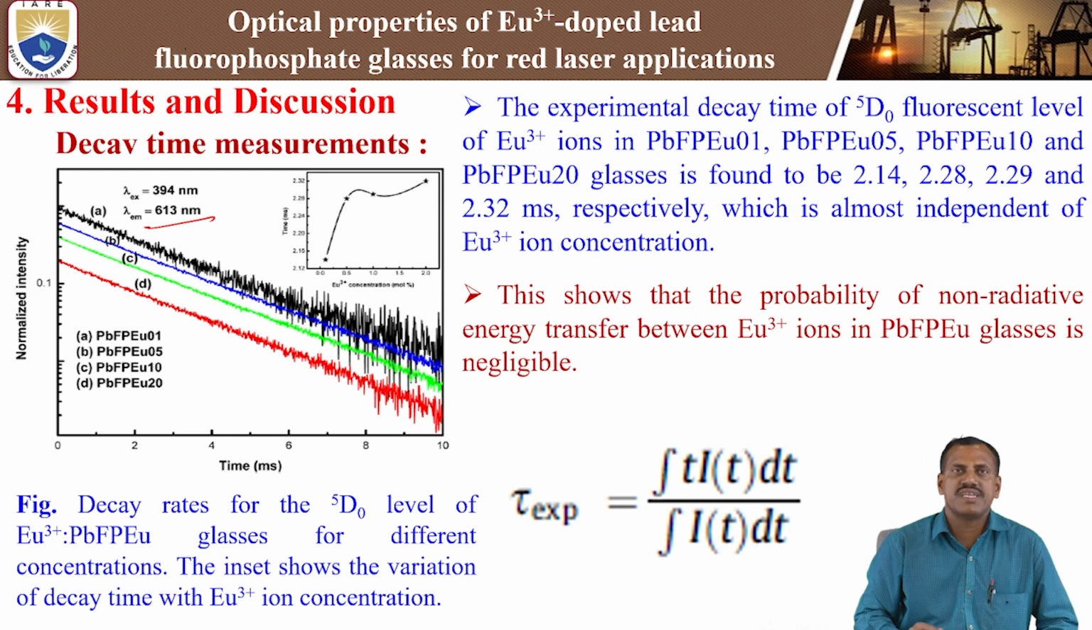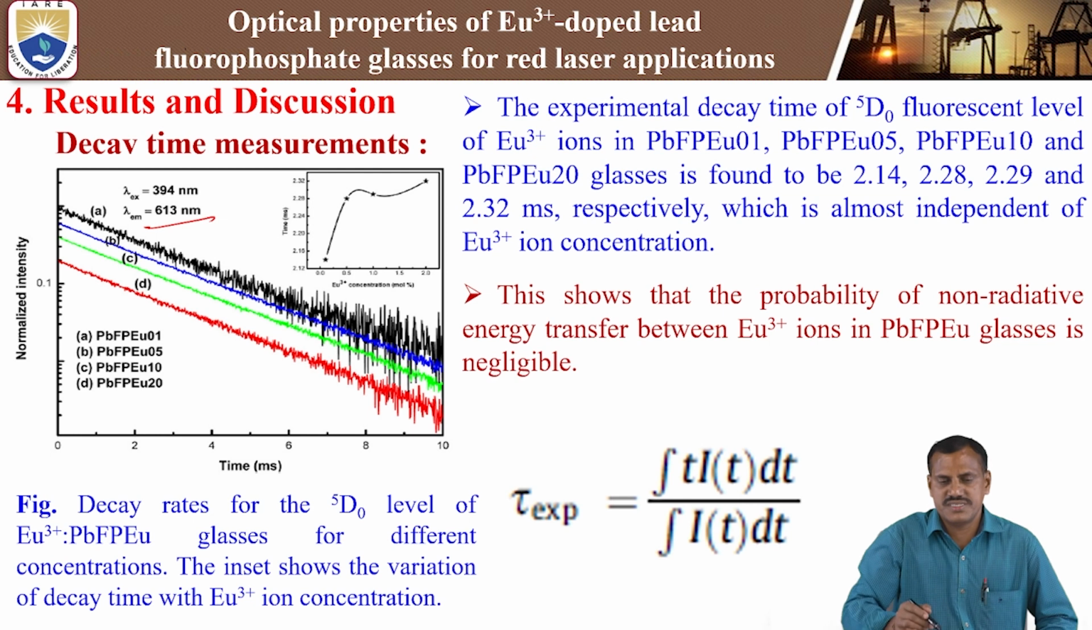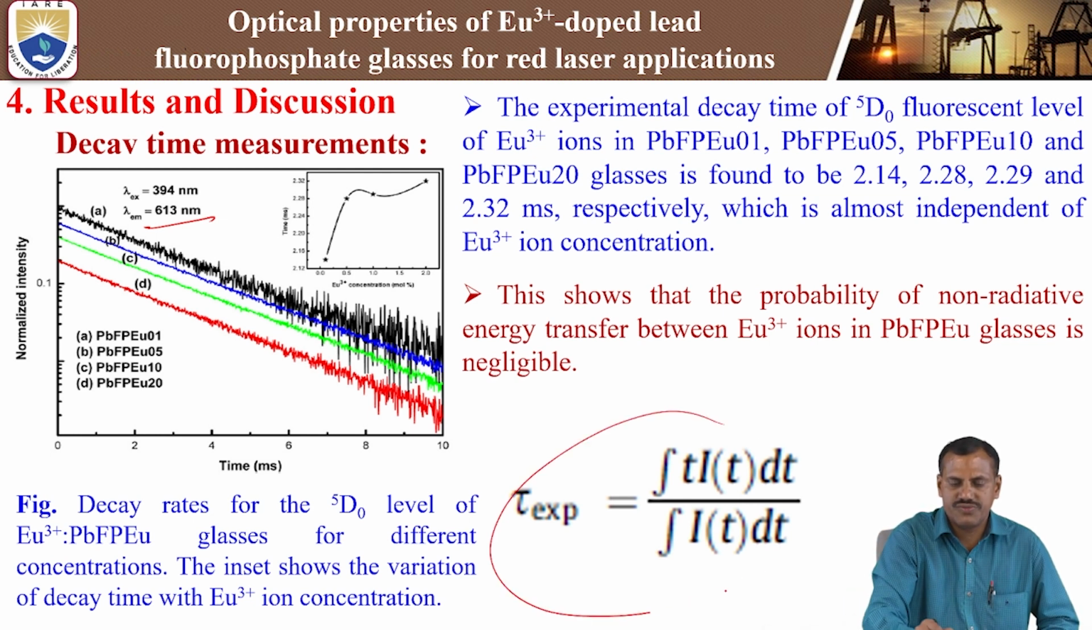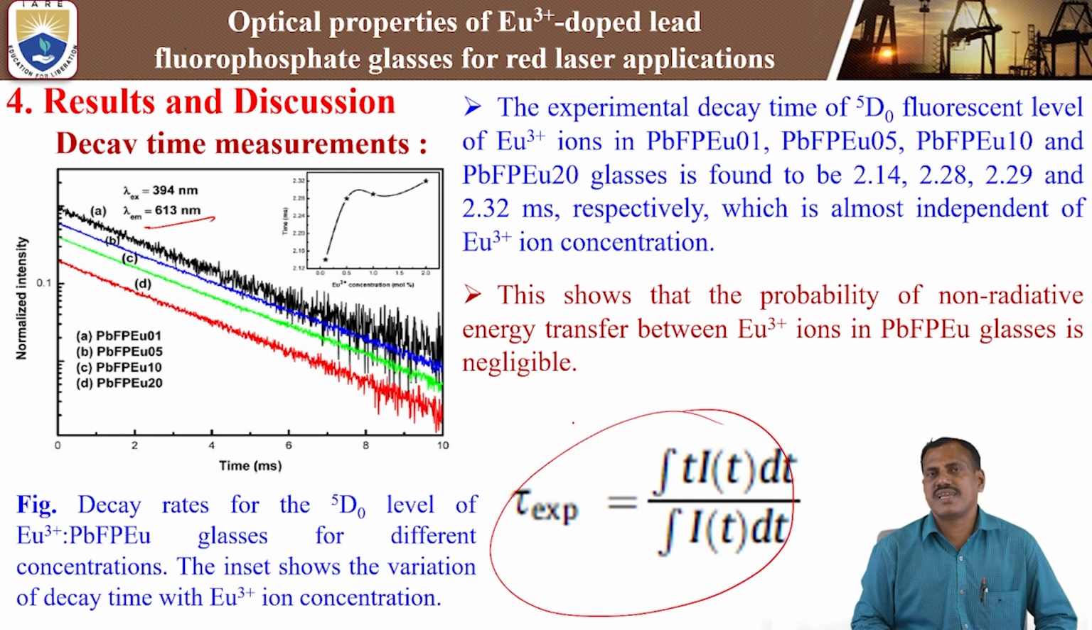That is why you are monitoring the emission transition at 630 nanometer, exciting with 394. You have to measure the emission lifetime by using this formula: tau experimental equals the integral of t times I of t dt divided by the integral of I of t dt. By using this formula, we can calculate the lifetime measurements at low concentration.